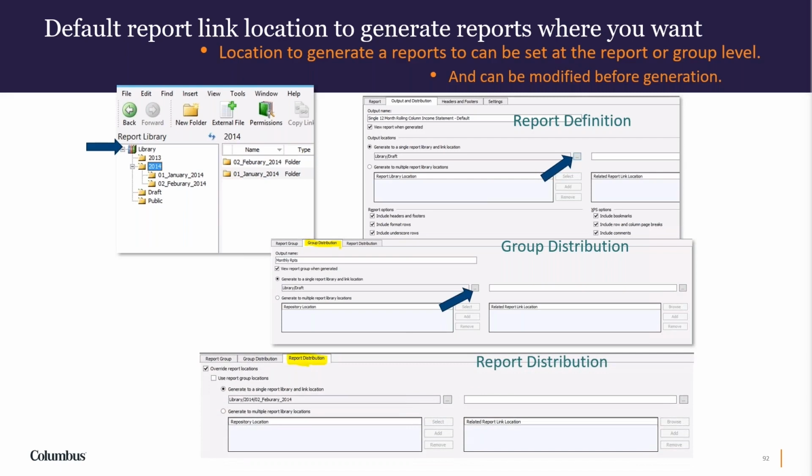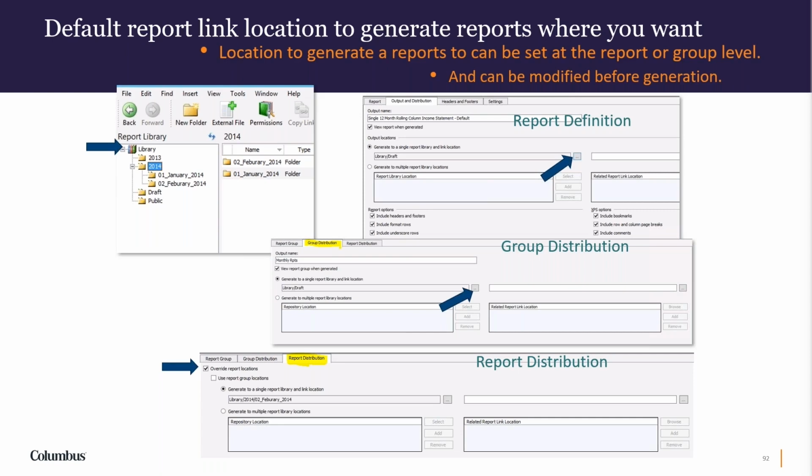If you deselect the Override Report Location option, each report in the report group will be published to the folder selected on the individual report definition. So if you have 5 reports in the report group, they could potentially go to 5 different folders.